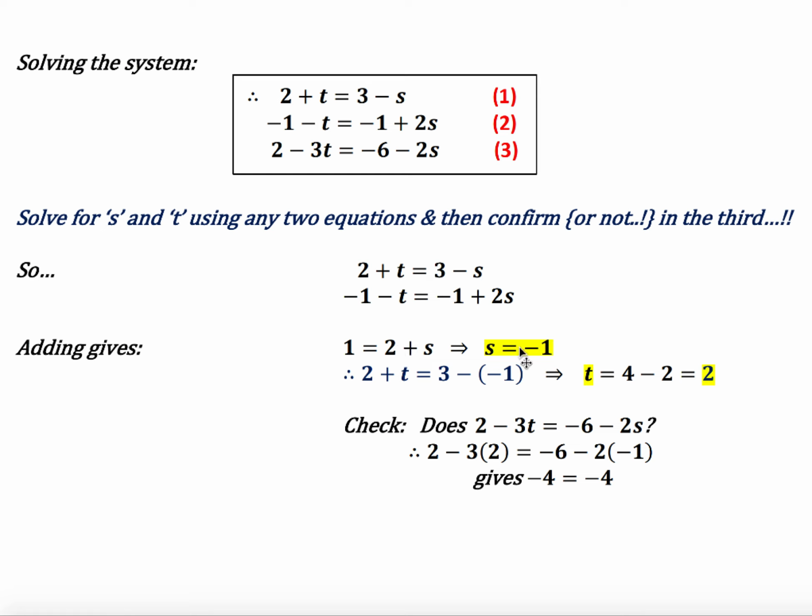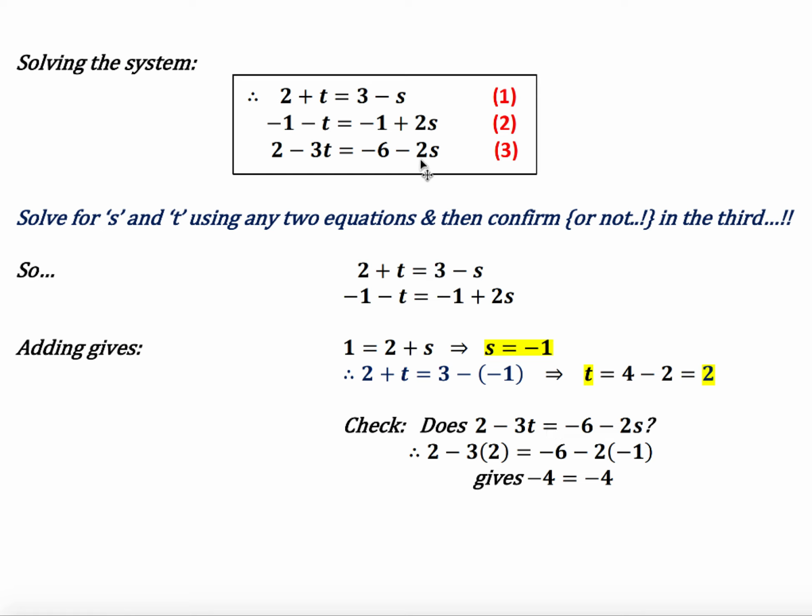Back substitute by plugging s of negative 1 into, I just grabbed the first equation. So 2 plus t, that's right here, becomes 3 minus the negative 1 that we just found, better known as 4. Subtract the 2 from it, and we get that t is actually equal to 2. So again, you choose whichever 2 of the 3 equations you prefer, solve the system, and then make sure that these 2 values check by giving you equality in the third one.